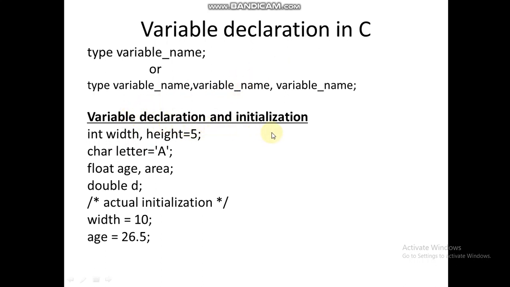Variable declaration and initialization. This is how to declare and initialize. You declare and also initialize height equal to 5. You declared height as int data type, width also int data type, and you initialize the value also, height equal to 5. Then one more, letter equal to A. You initialize the letter with the character A. So this is how to declare and initialize a variable.